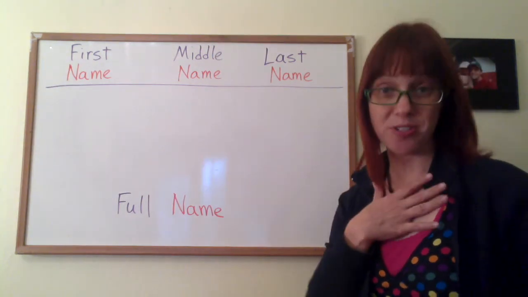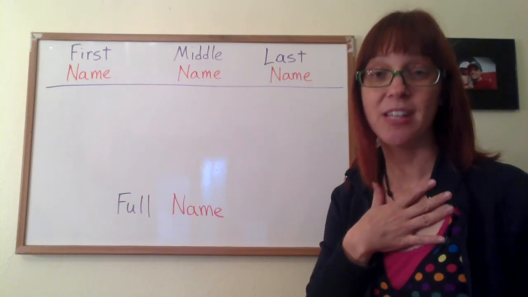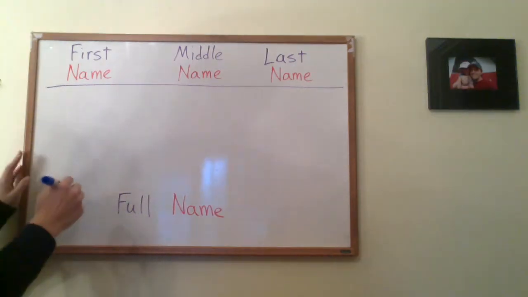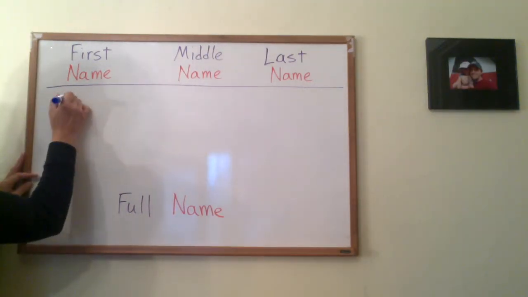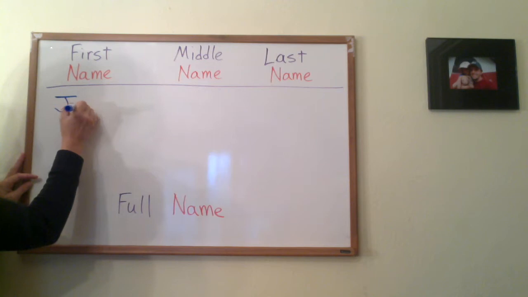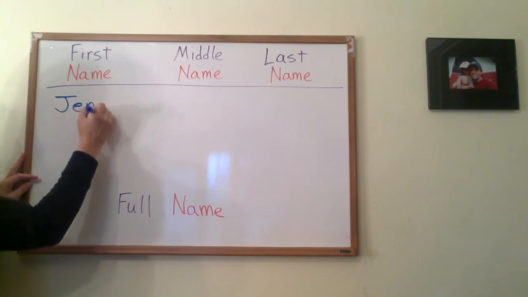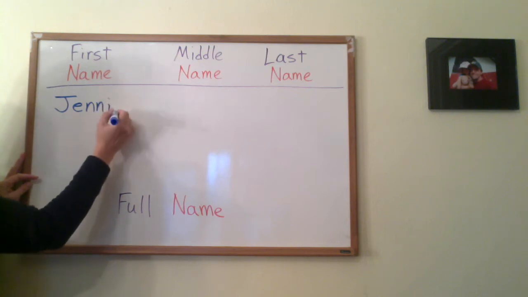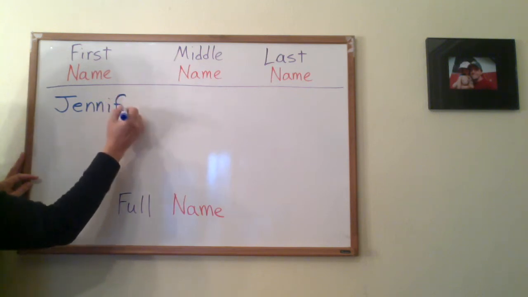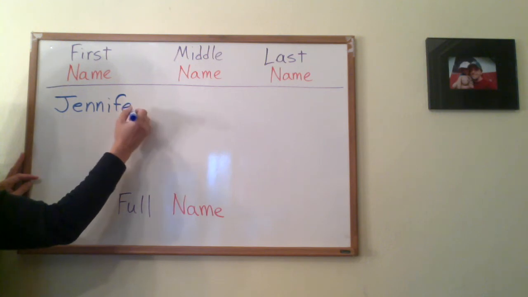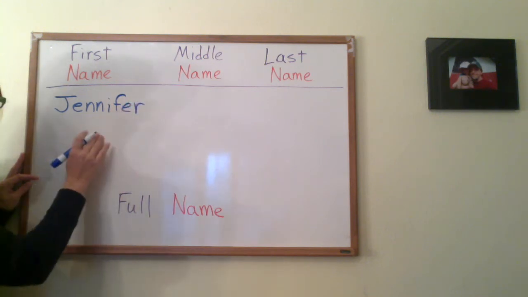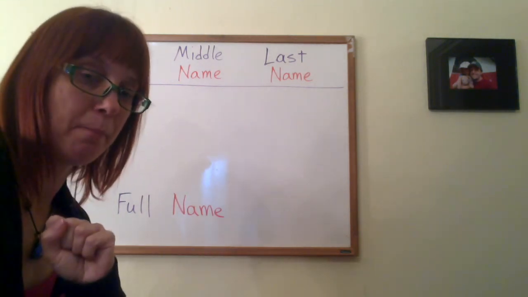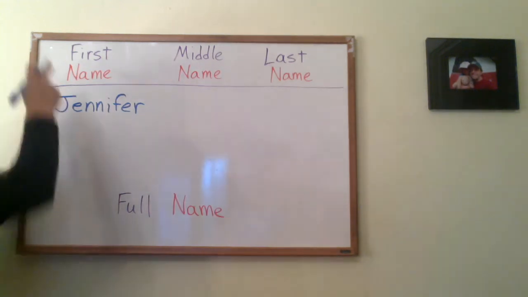My first name is Jennifer. And that's J, E, N, N, I, F, E, R. That's my first name. First name.